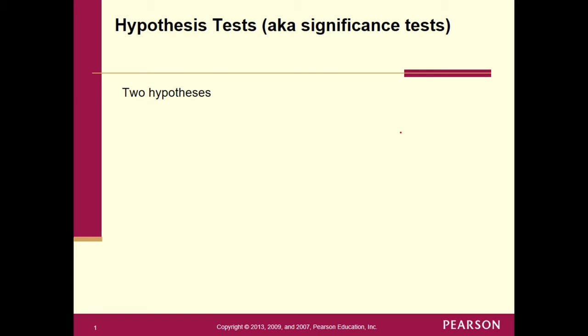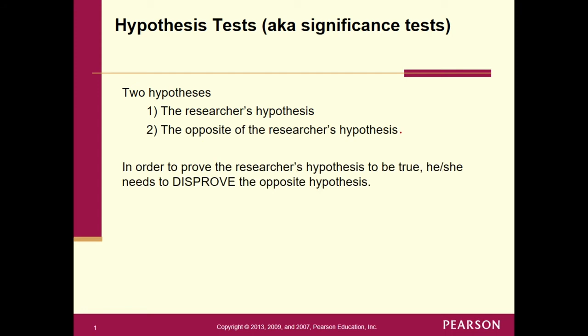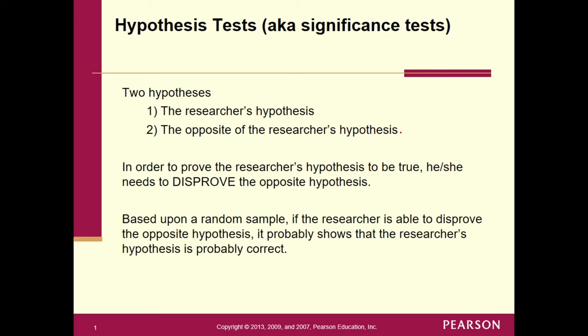Okay, so you have these two opposing hypotheses. You have the researcher's, and then you have the opposite of the researcher's hypothesis. And in order to prove the researcher's hypothesis to be true, he or she needs to disprove the opposite hypothesis. And you see this in math, you see this in science, you see this even in philosophy sometimes. You disprove the opposite to show the other side is true. Okay? So based upon a random sample, if the researcher is able to disprove the opposite hypothesis, it probably shows that the researcher's hypothesis is correct.